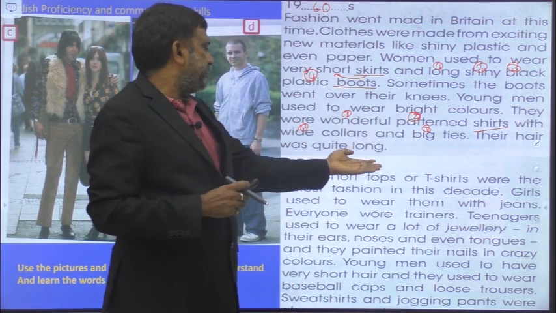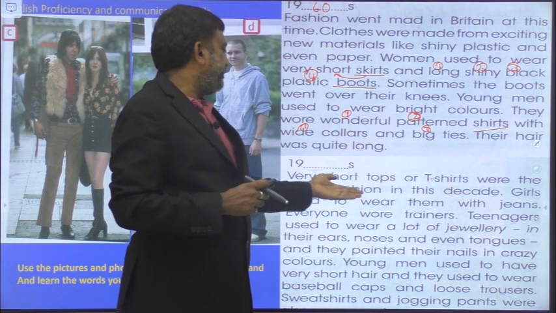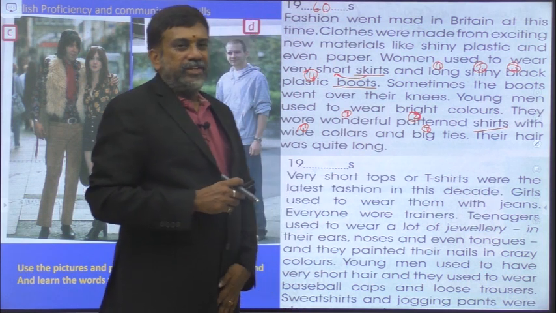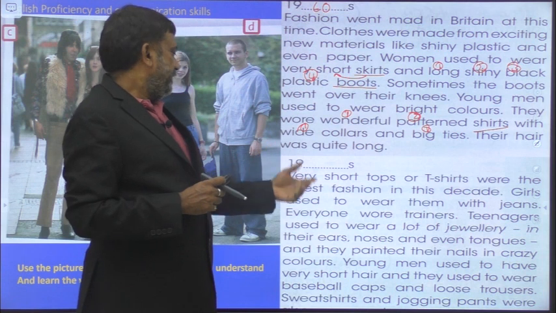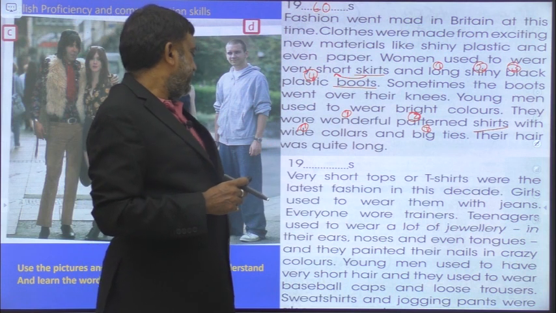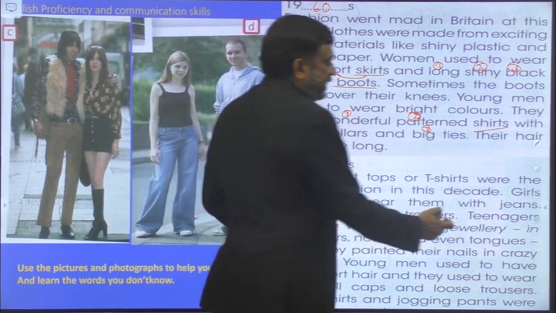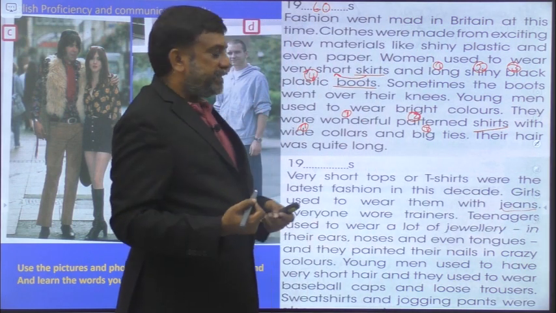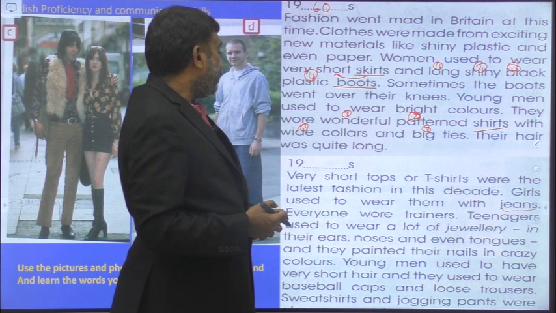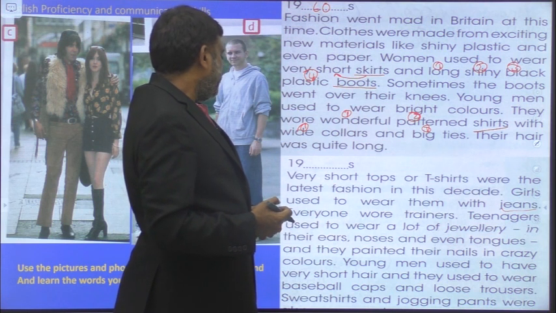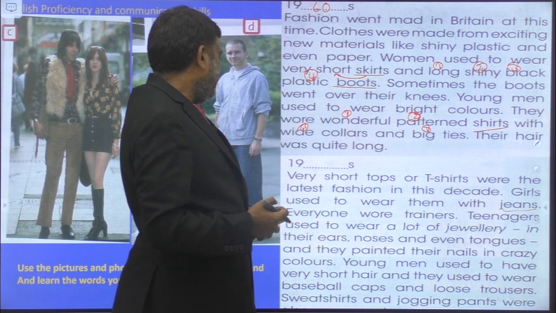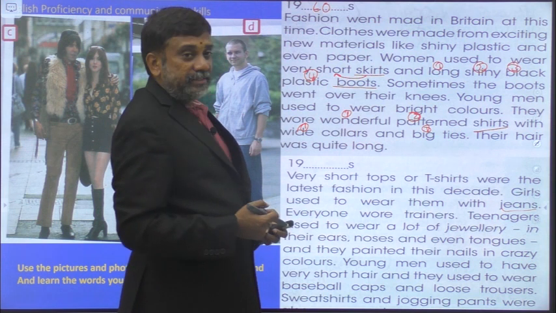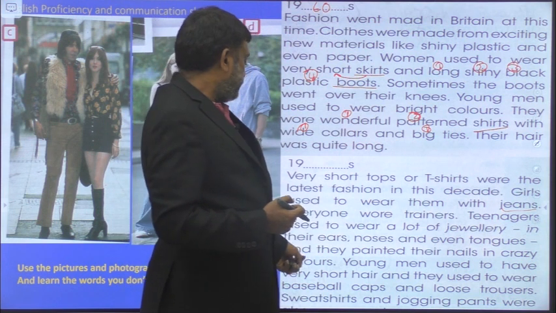Very short tops or t-shirts were the latest fashion in this decade. So the last decade, girls used to wear them with jeans. Jeans had become a fashion at this time and people started using jeans. Everyone wore trainers. Teenagers used to wear a lot of jewelry in their ears, noses, even tongues, and they painted their nails in crazy colors. So these were the fashions in those days.